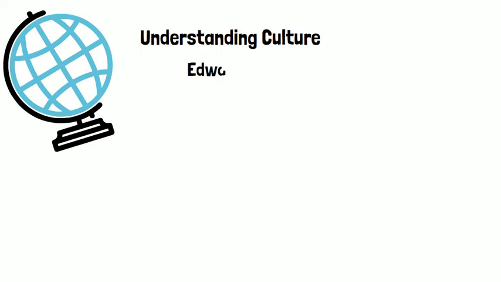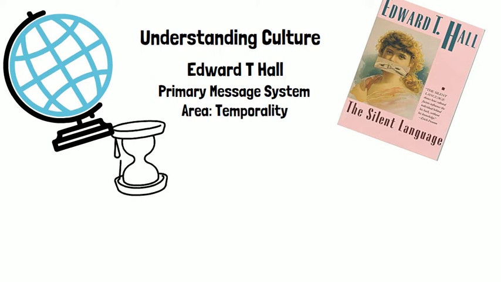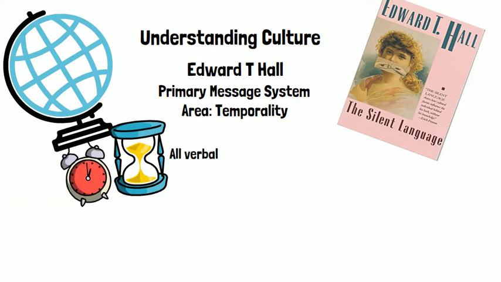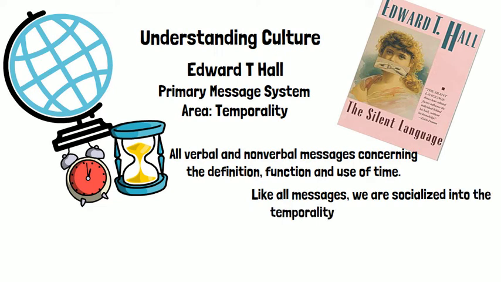In this video, we're going to be looking at Edward T. Hall's sixth primary message system, temporality. Temporality messages are concerned with the definition, function, and the use of time. This is another area that can create many misunderstandings, and we're going to come back to this category again later in this video series. Like territoriality and all the other messages that we've been talking about, time is culturally based.